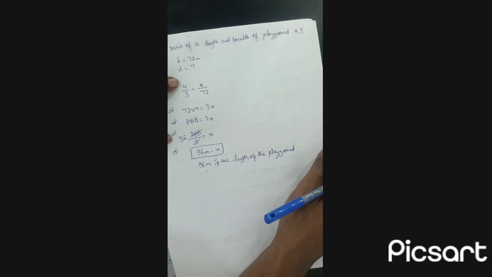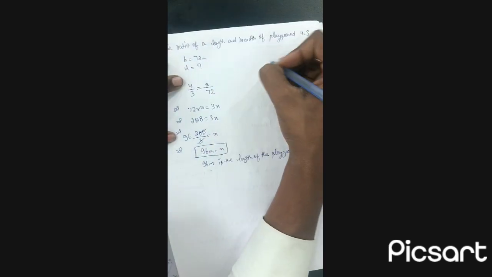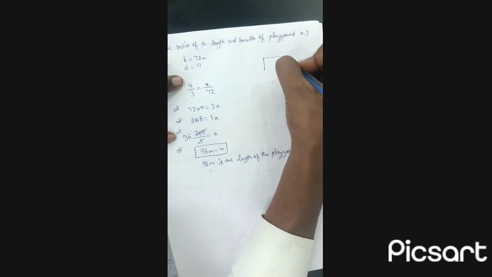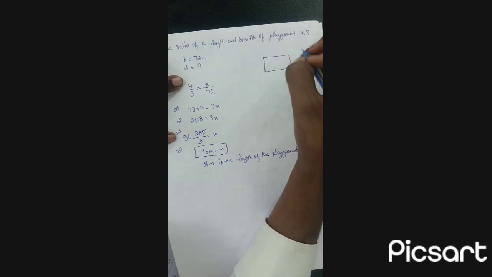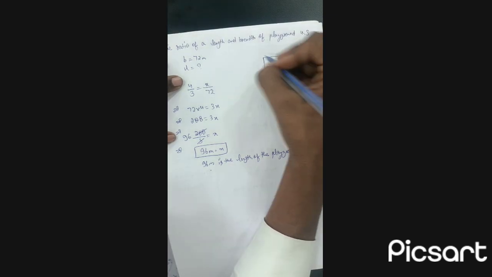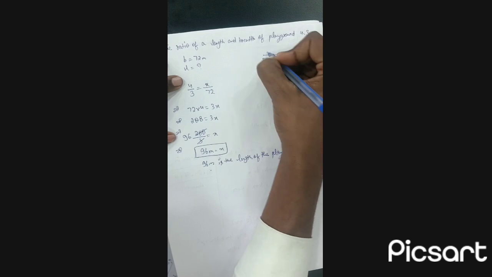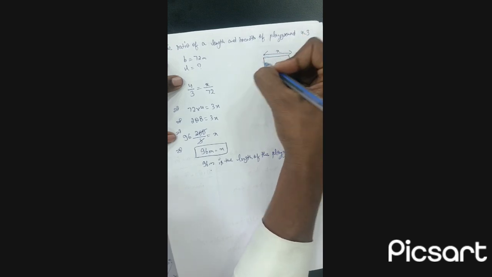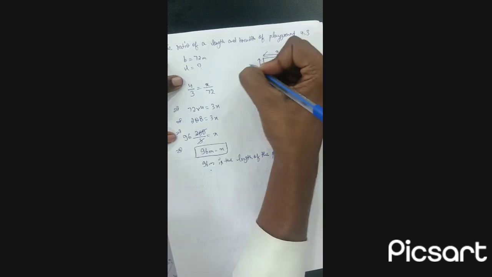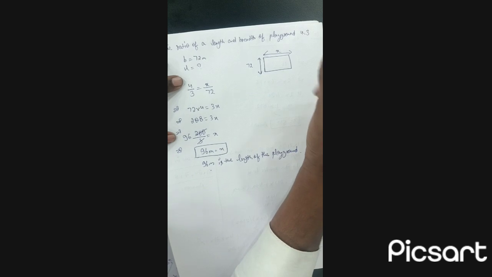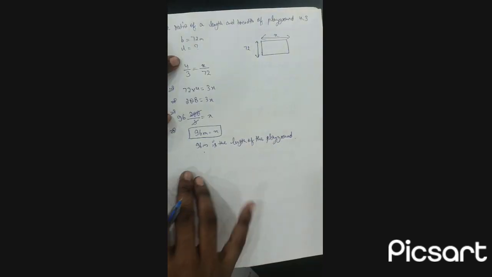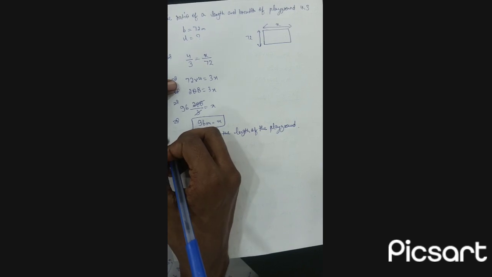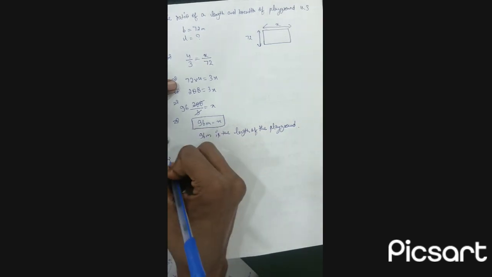How did I come to know this? Because we know that a playground will be in rectangle form, where this length is x for you, and this breadth is told to be 72 meters. So the ratio was telling us about length and breadth, and from here we can solve this. Next question is question number 12.